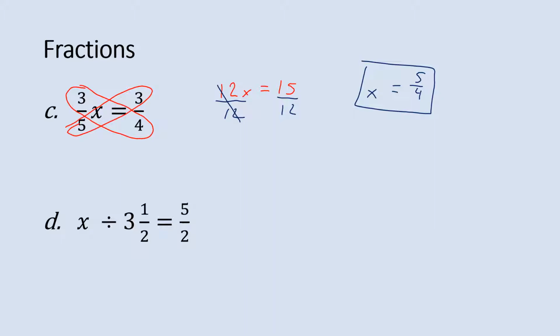In part D, again, we want to switch this to an improper fraction. So 3 times 2 is 6, plus 1 on the top is 7 over 2. So we have x divided by 7 over 2 equals 5 over 2. Now there's a saying for division of fractions. Keep it, switch it, flip it. Okay, we keep that first fraction or number how it is. Okay, the sign, we're going to switch it to multiplication. So this division sign is going to switch to multiplication and then flip it for that second fraction.